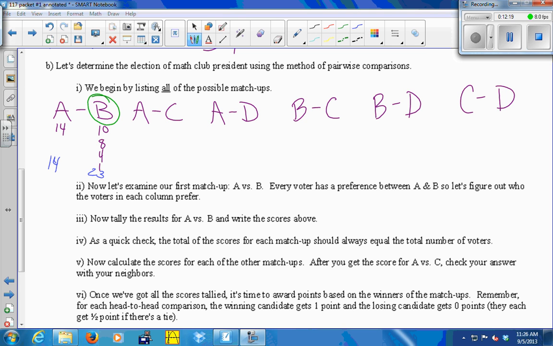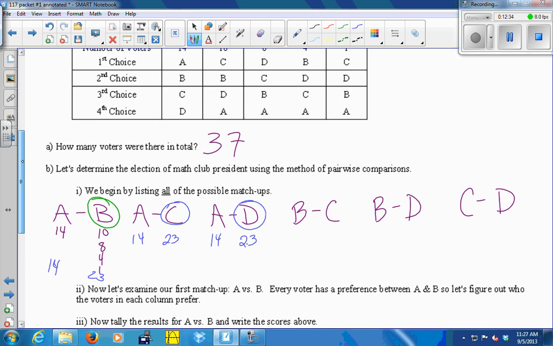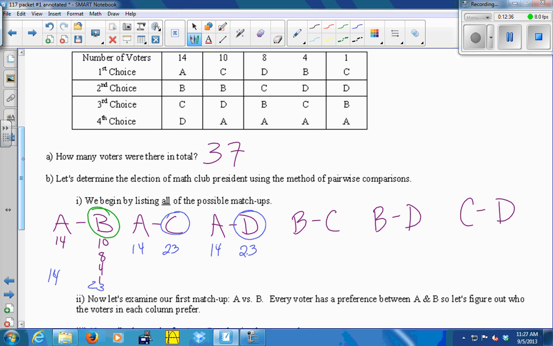Okay, so what did people get for A versus C? 14 to 23 again, right? And A versus D is also 14 to 23. So a couple people recognized that that was going to be the case without having to add everything up, because these last 4 columns all have A in last place. So no matter who's matched against A, A is going to get the 14 because A is in first place here. And no matter who else it is, they're going to get all the other votes. So all of A's matchups are going to be 14 to 23.